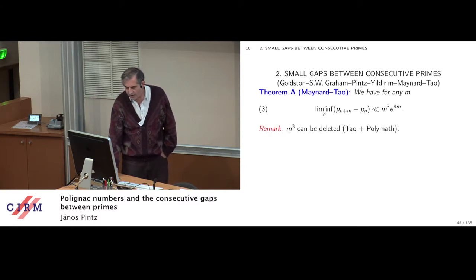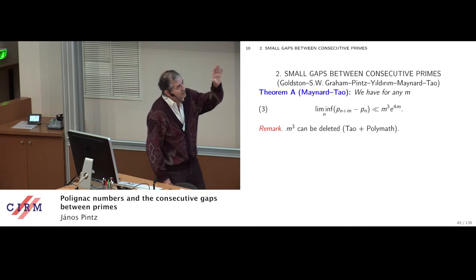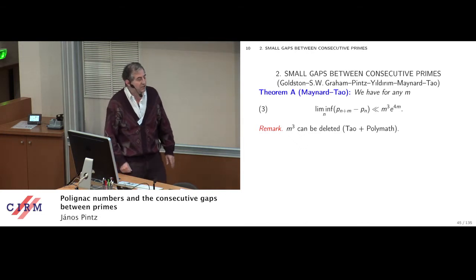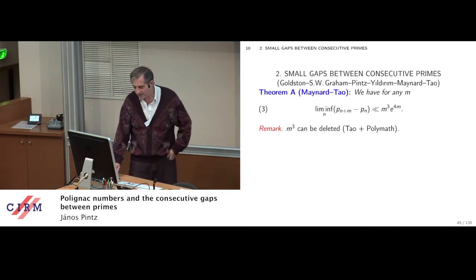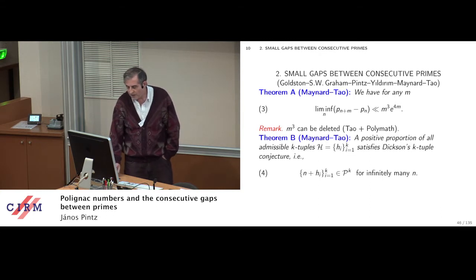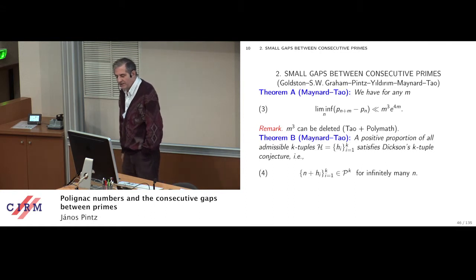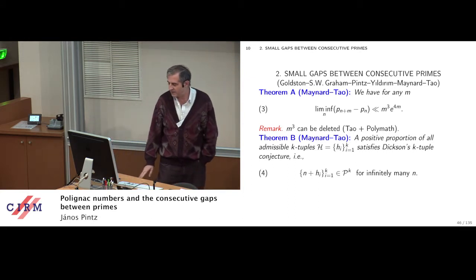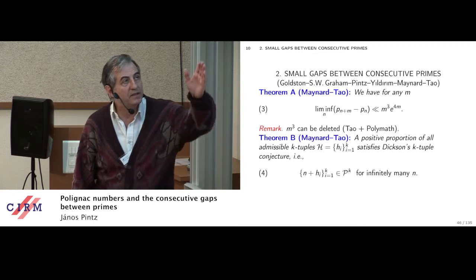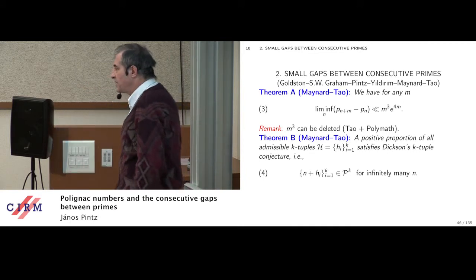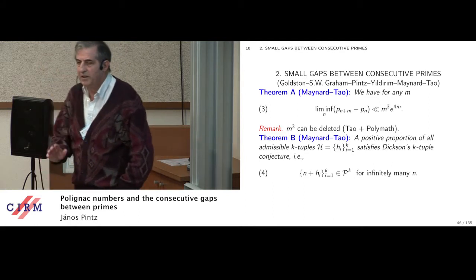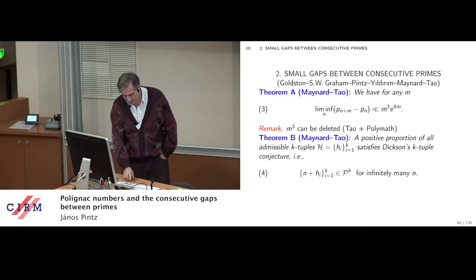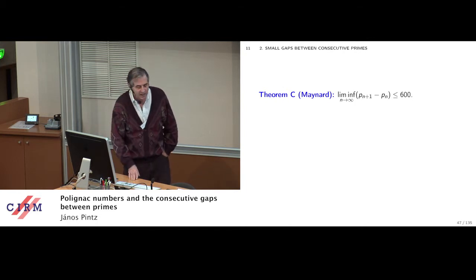I'm not quite sure, but I guess that m cubed can be dilated, but it's not so important. I had not enough time to check these several hundred pages in Tao's blog, but this doesn't play such an important role. Now, the work of Maynard and Tao says also that a positive proportion of all admissible k-tuples satisfies Dixon's k-tuple conjecture, so that means that all these are primes. I don't define what we mean by a positive proportion of all k-tuples, but you can guess what it means.